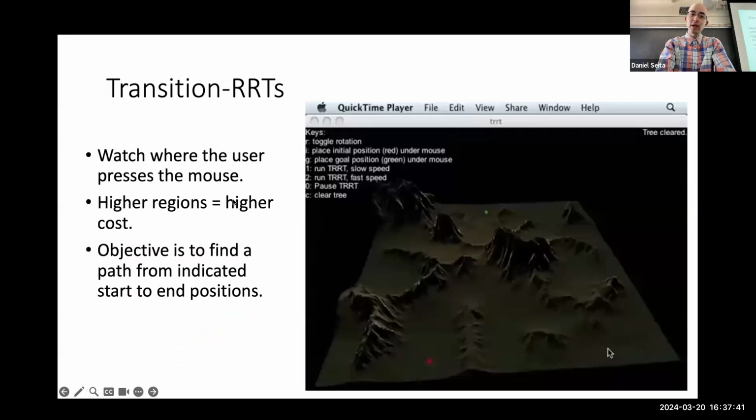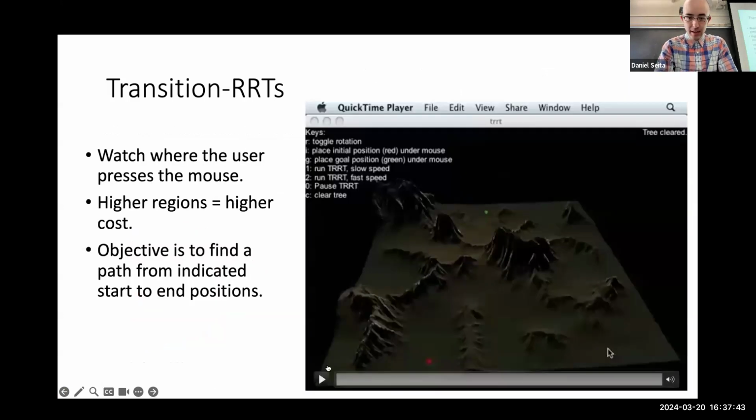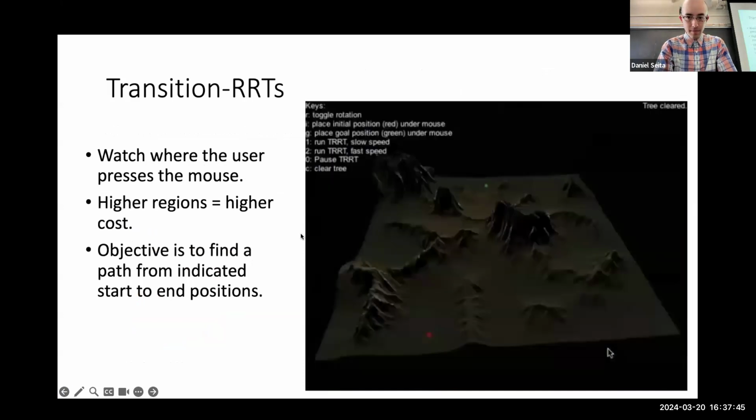And if you want a video, it looks something like this. Yeah, so the user has a mouse, and then they're trying to click to show the start and then the end.